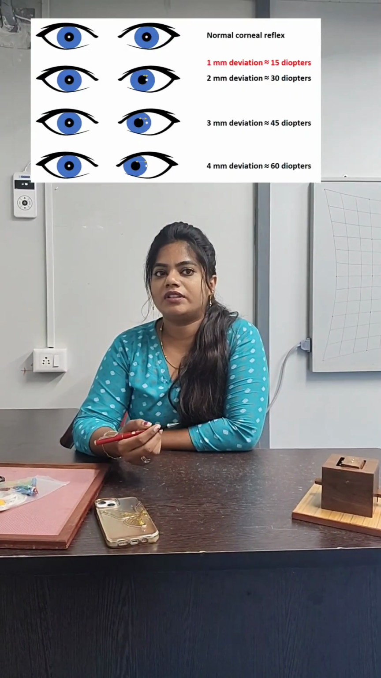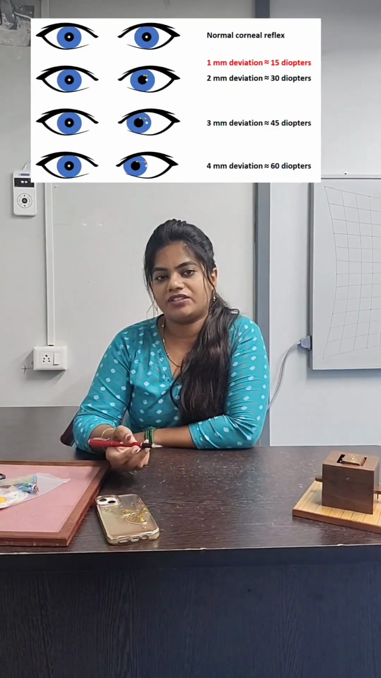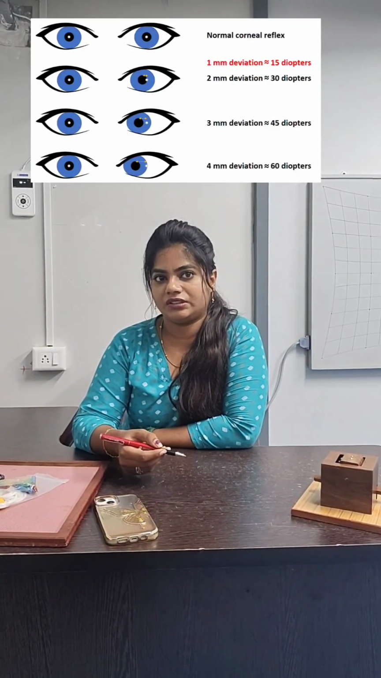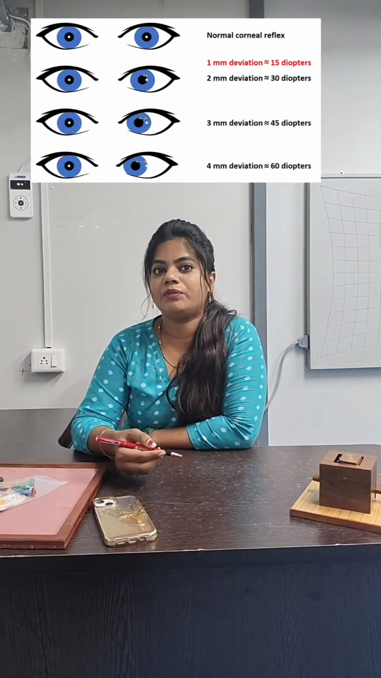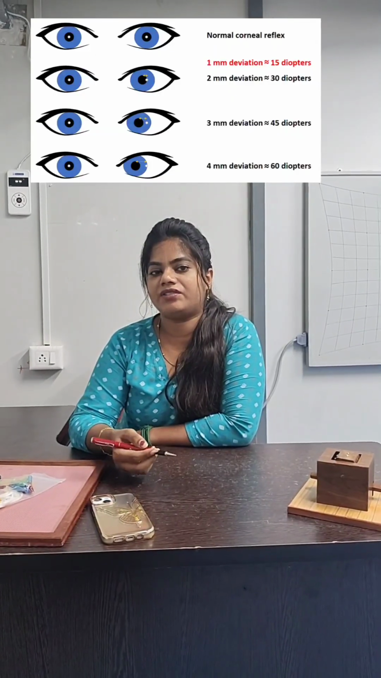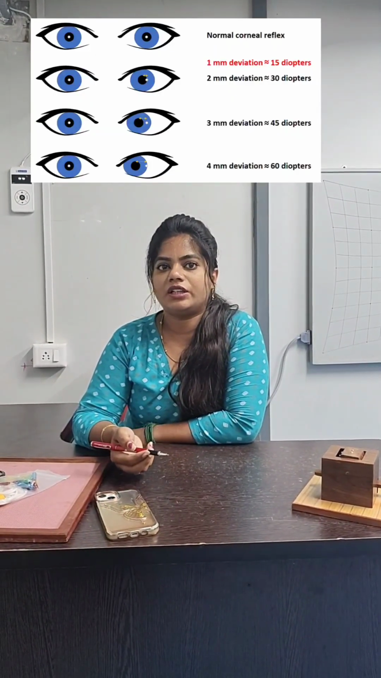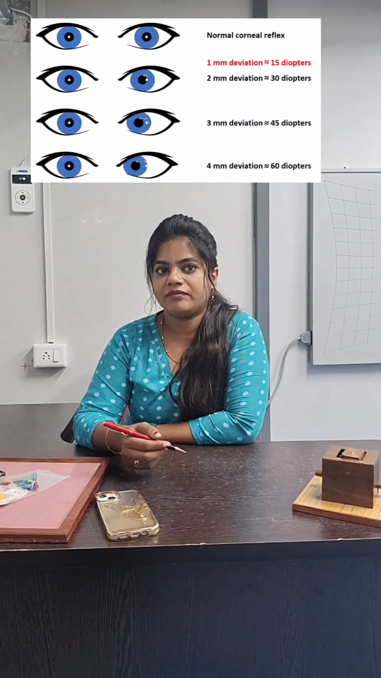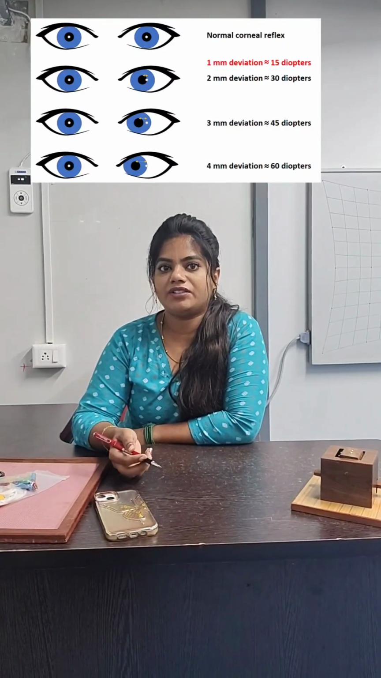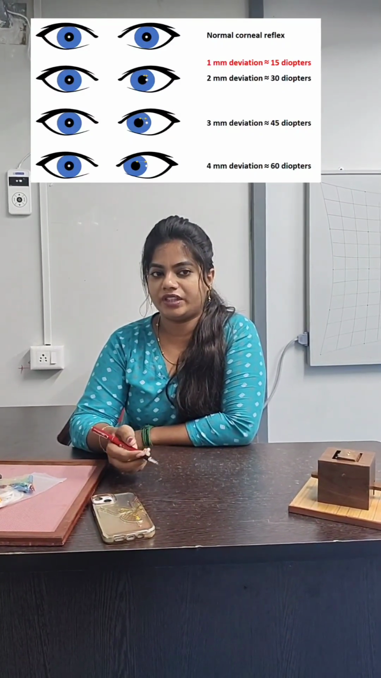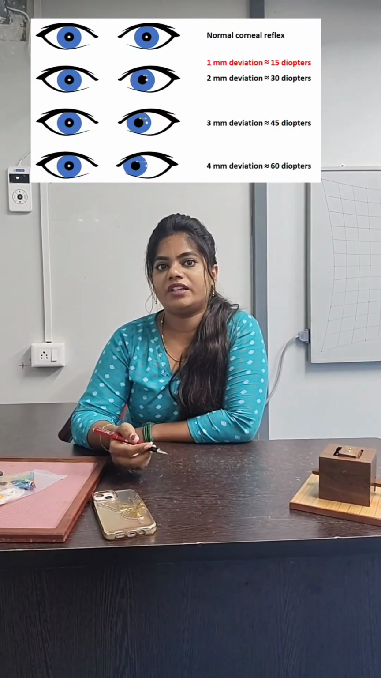Next, the degree of deviation also we can identify using corneal reflex. If the corneal reflex is at the pupillary margin, it is 15 degree of deviation. If the corneal reflex is between pupillary margin and the limbal margin, the degree will be 30 degree of deviation. If it is at the limbal margin, it is 45 degree of deviation. If the corneal reflex is at the sclera, then it is 60 degree or more than that.